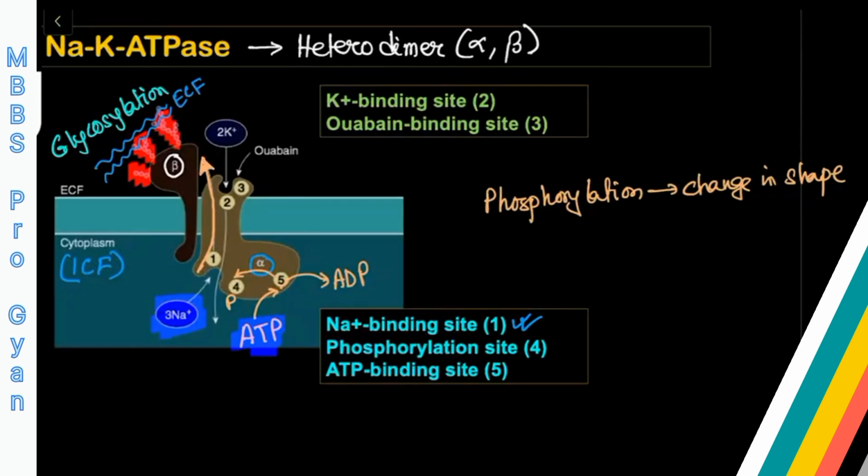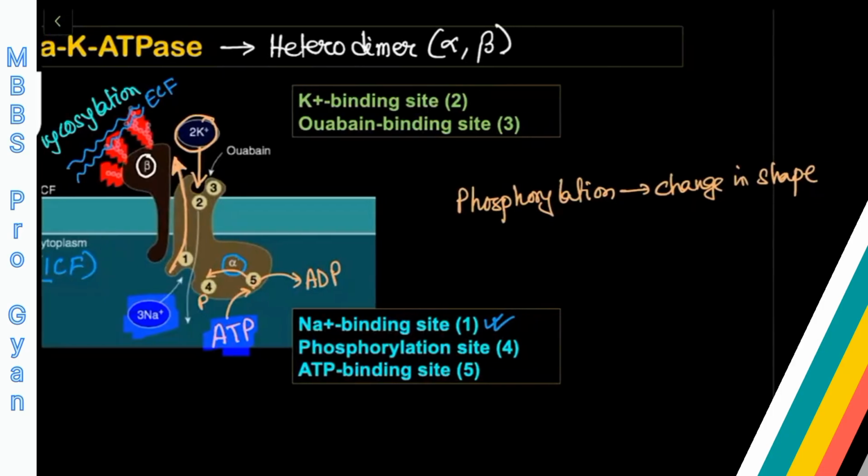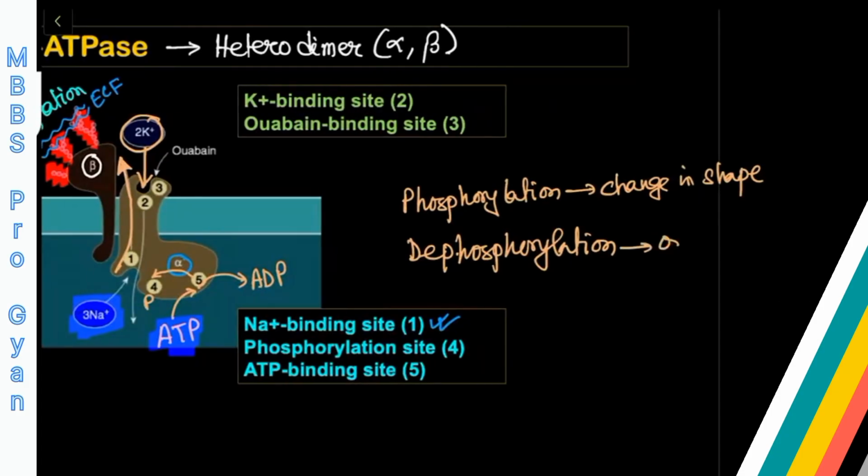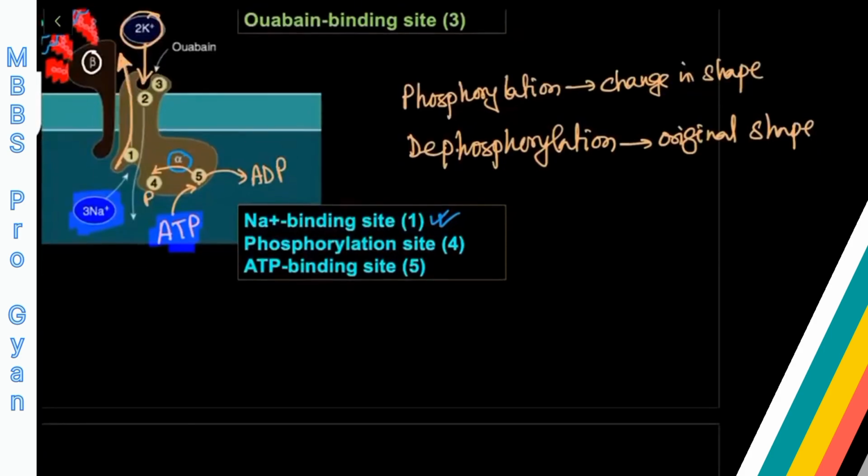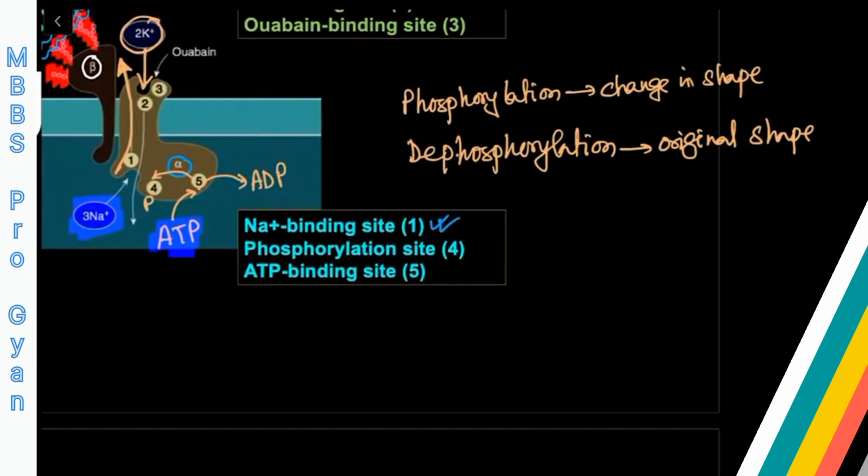So far, potassium has not attached with the molecule. Now the potassium is going to attach. So now this potassium molecule is going to be attached on the outer surface of the protein molecule. Then what will happen? There will be dephosphorylation, and because of the dephosphorylation, the molecule will again return back to the original shape, and whenever it is returning to the original shape, the potassium will move inside the cell.